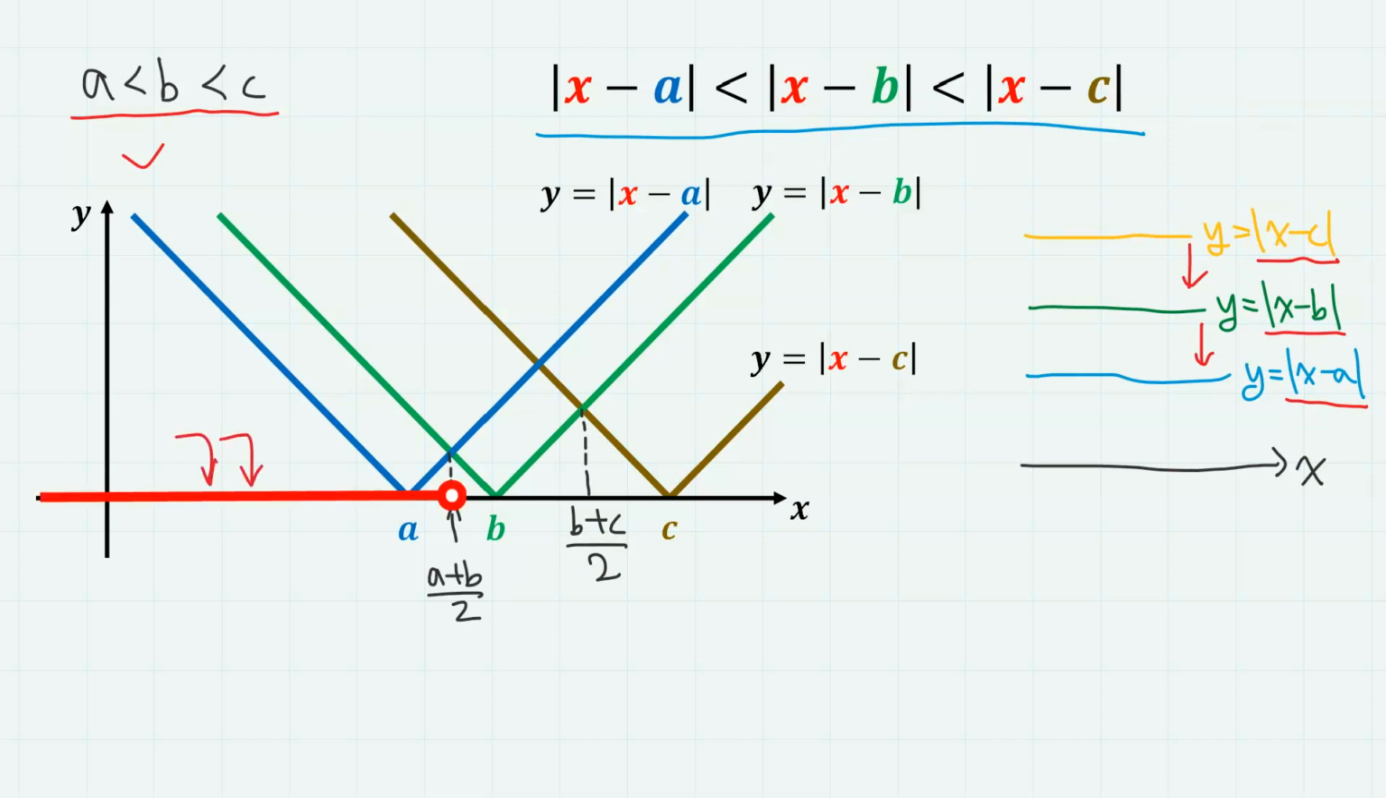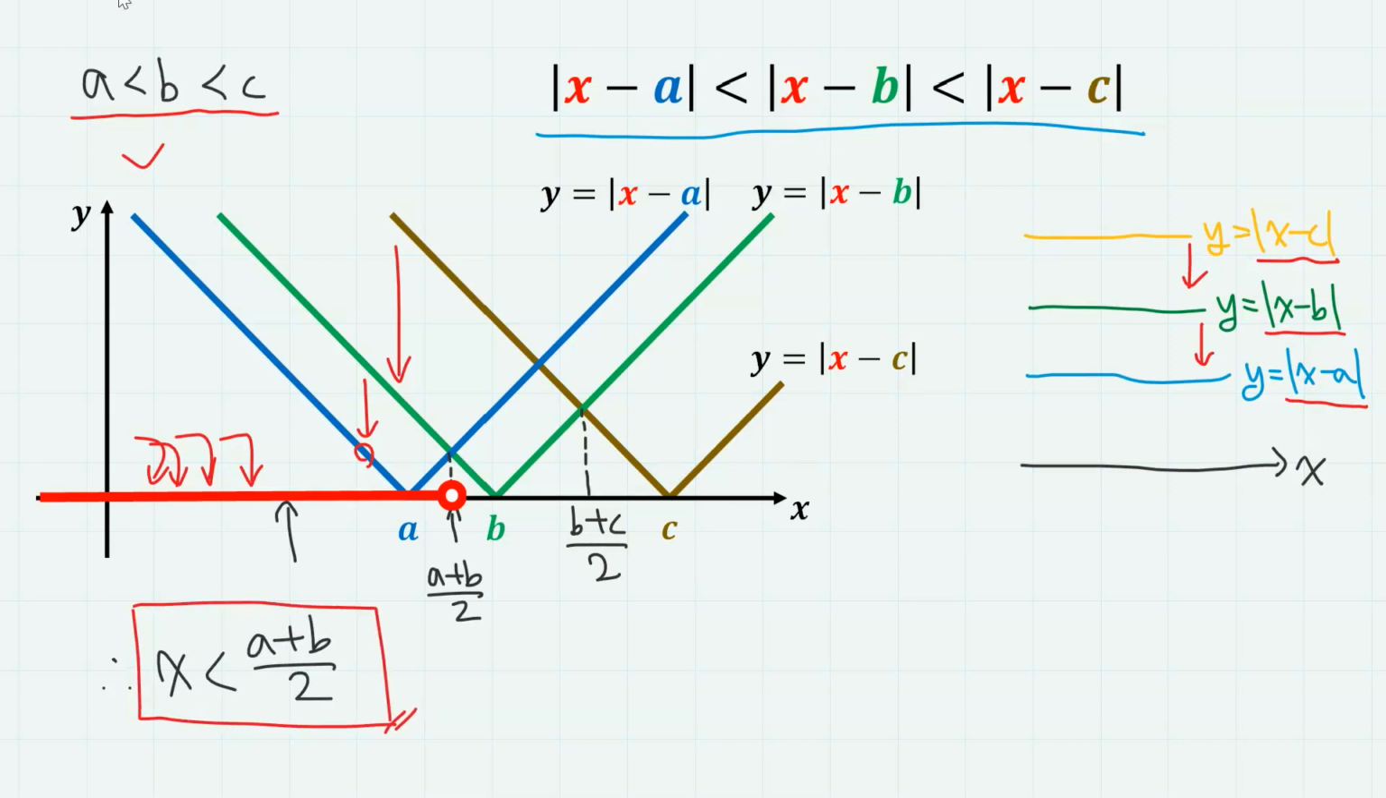When x has these values, the blue graph is always below the green graph, and the green graph is always below the yellow one. Therefore, the solution is this region, which is x is less than (a plus b) over 2. And that was the graphical method.